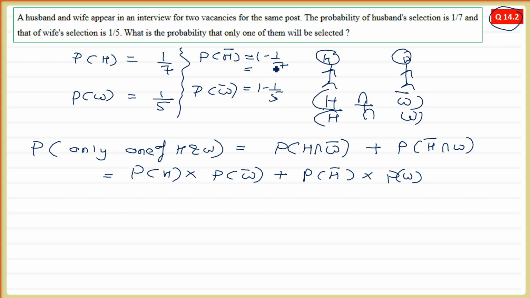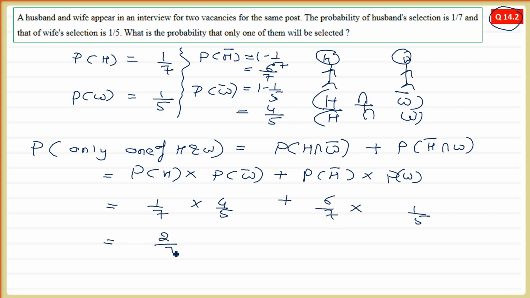This is the first one, PH bar. Let me write it as 6 by 7. And now here 1 minus 1 by 5 is 4 by 5. So let's write it here. PH is 1 by 7. Let's write this one. PW is 1 by 5. PW bar is 4 by 5. And PH bar is 6 by 7.